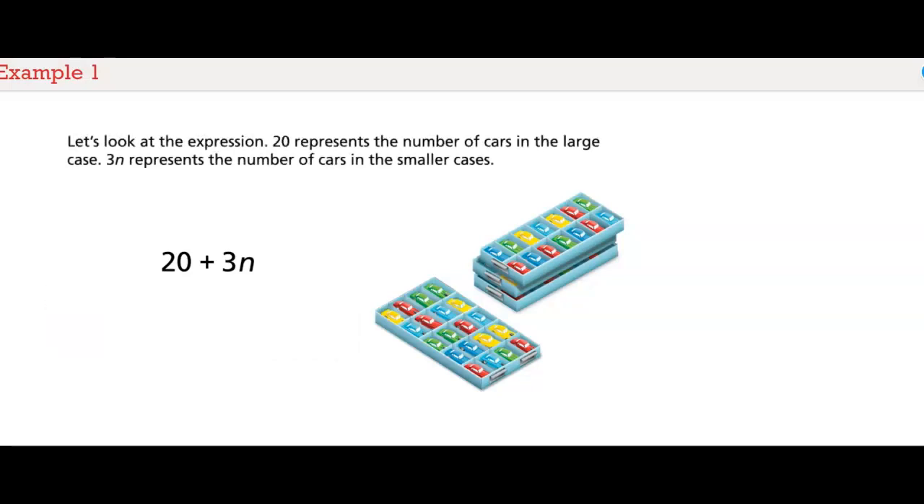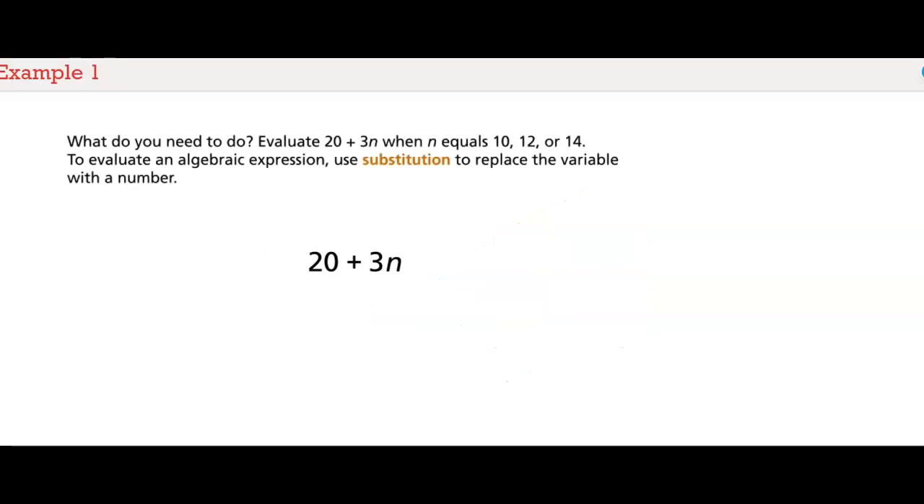Let's look at the expression. 20 represents the number of cars in the large case. 3n represents the number of cars in the smaller cases. What do you need to do? Evaluate 20 plus 3n when n equals 10, 12, or 14. To evaluate an algebraic expression, use substitution to replace the variable with a number.